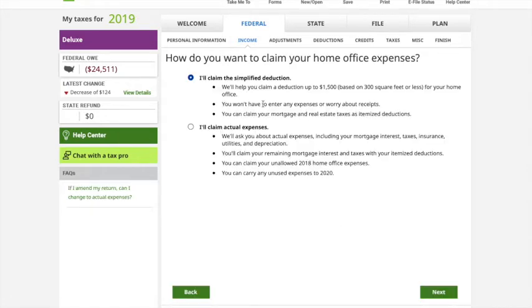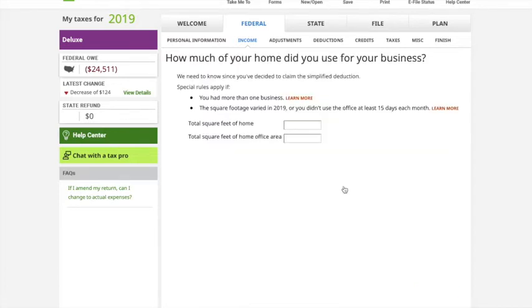So here it is, the simplified deduction. This deduction is just a square footage calculation: the square footage of your office divided by the square footage of your home. And that's how the deduction is calculated. So here we'll say 2,400, and let's say your office is 50.